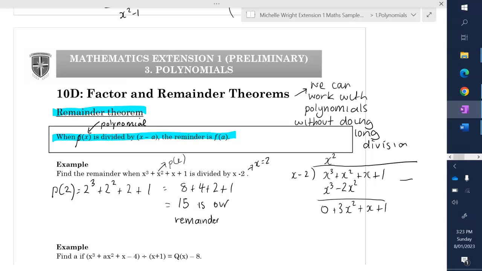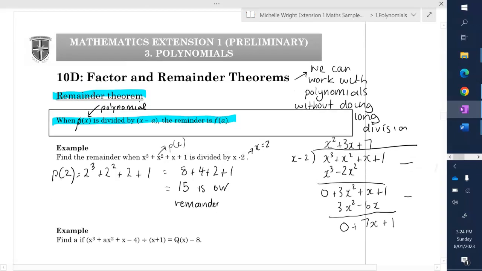Now, how many times does x go into 3x squared? It's going to be 3x, because 3x times x is 3x squared. And we want to get rid of these terms. 3x times minus 2 is minus 6x. So if we do a big subtraction there, 3x squared minus 3x squared is 0. 1x minus 6x is 1 plus 6, which is 7x, plus 1. How many times does x go into 7x? That's going to be 7 times.